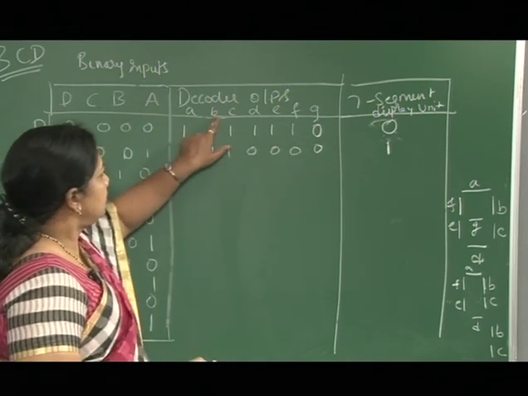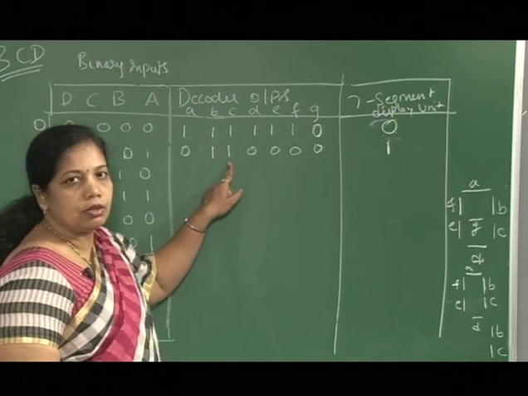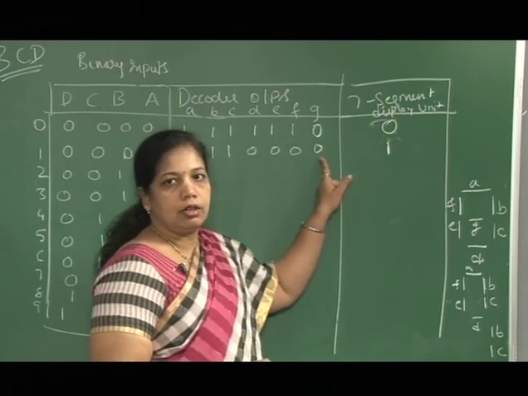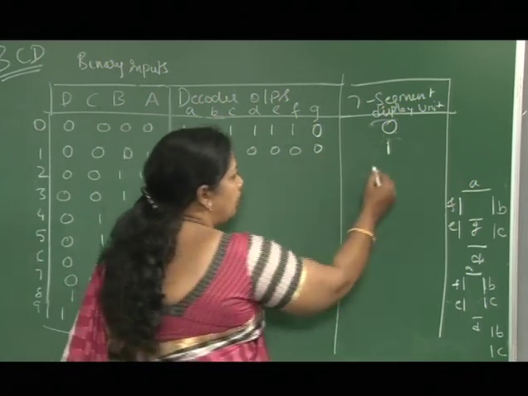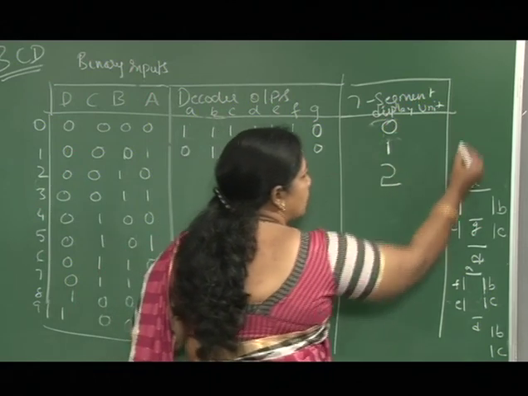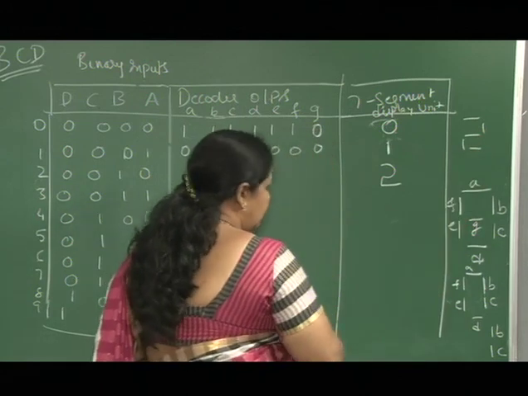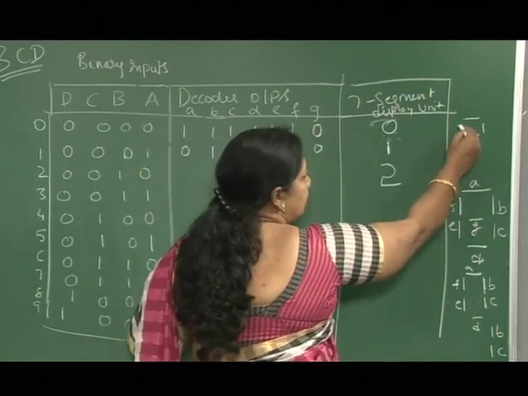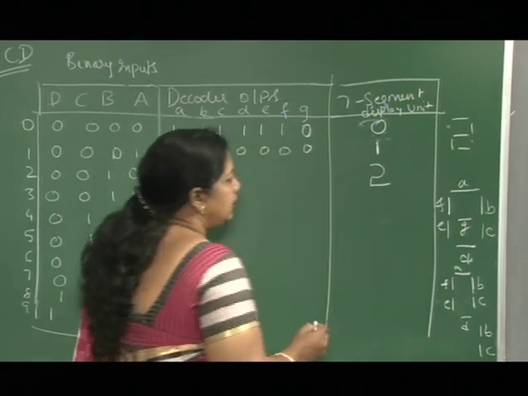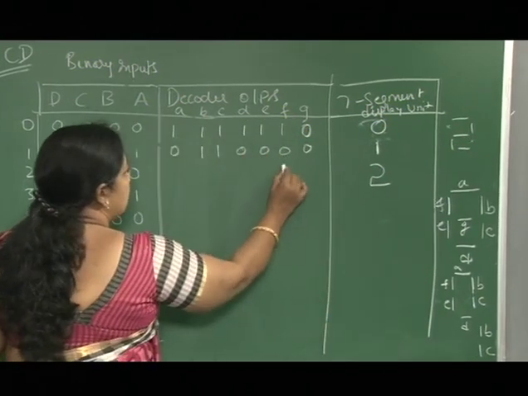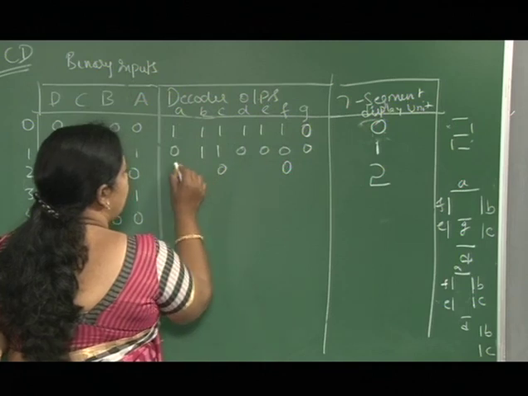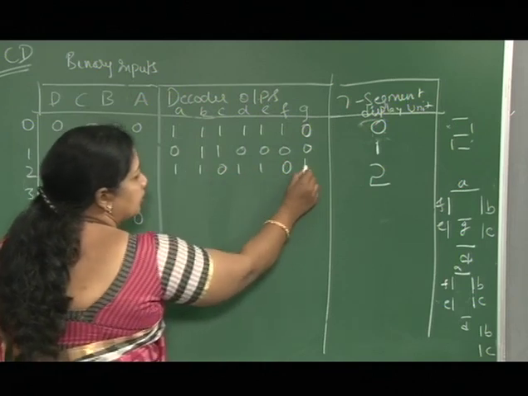So in this particular pattern, segments B and C are logic 1, the rest are all logic 0. Similarly, I am going to display 2. So 2 is displayed in this fashion. In this 2, only these two segments, F and C, are off, and the rest are all on.